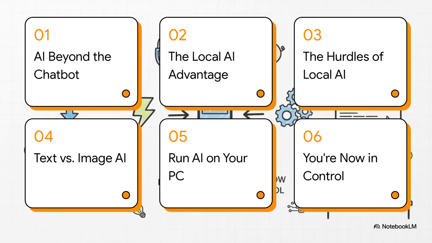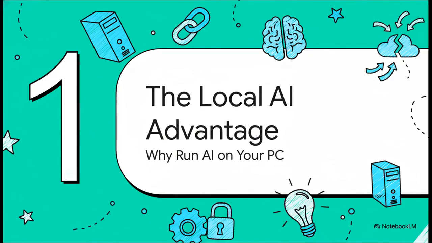Okay, so here's the game plan for this explainer. We're going to kick things off with the why, the real advantages of going local. Then we'll get real about the challenges. We'll break down the different kinds of AI, and then, the best part, I'll walk you through how to get this running yourself. And finally, we'll talk about what it really means when you're the one in control. So let's dive right in with the why.